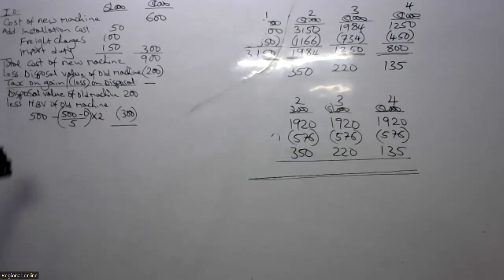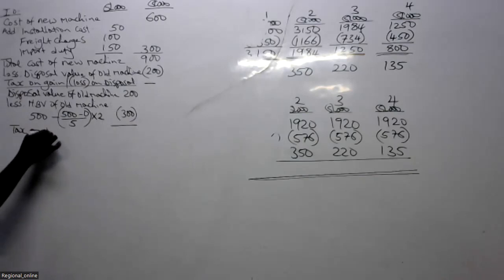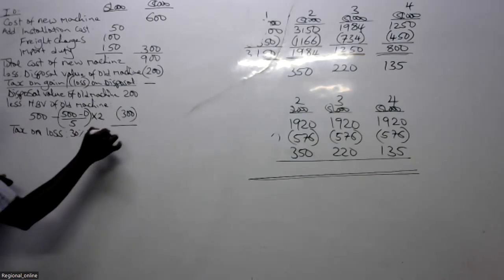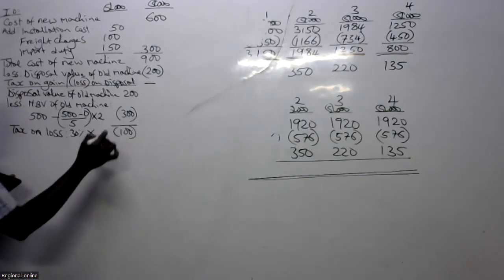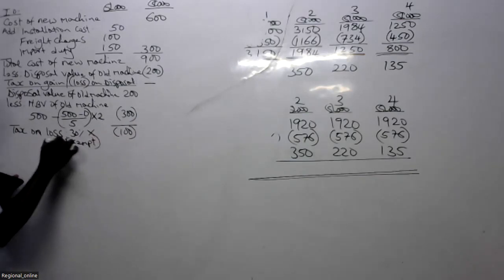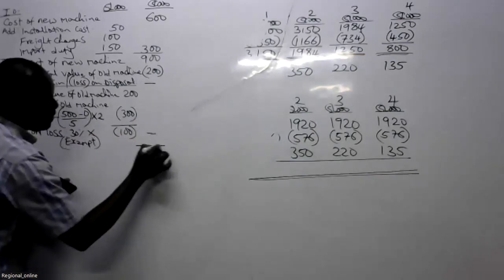So here would we have tax on gain or tax on loss? Tax on loss. So 30% of it, is it negative 100? But here they have said they are what? They are exempt. So we put a dash.